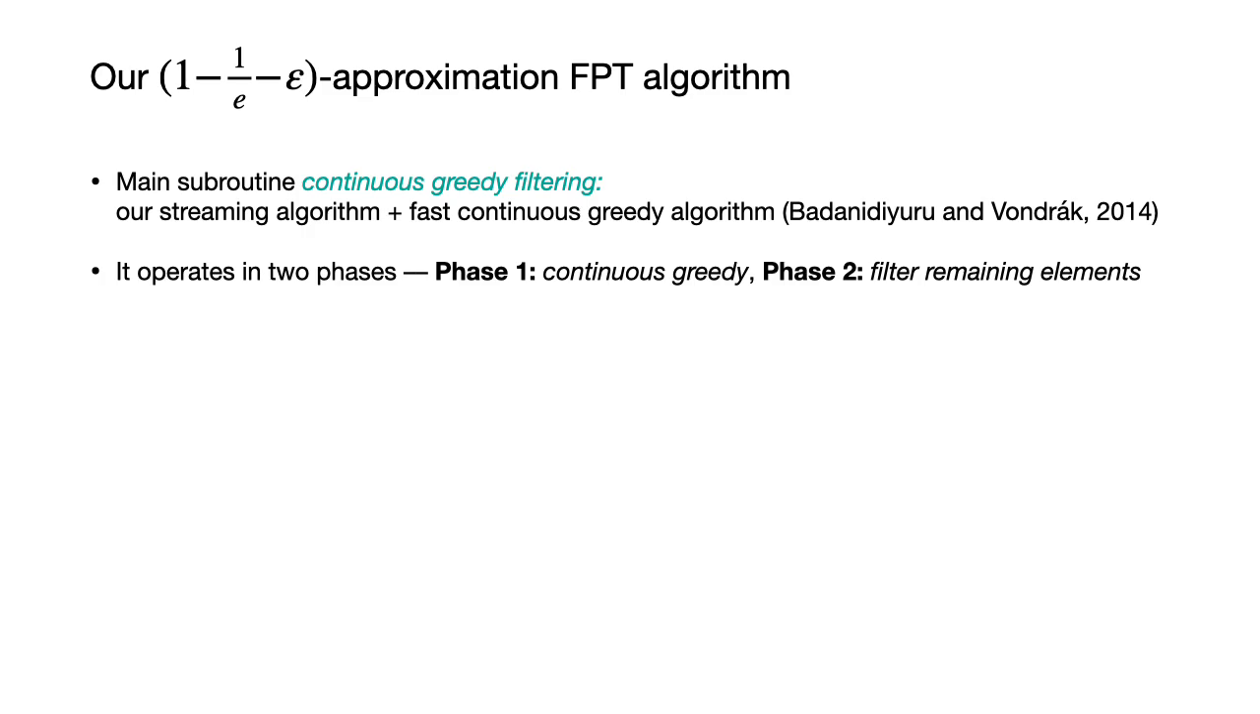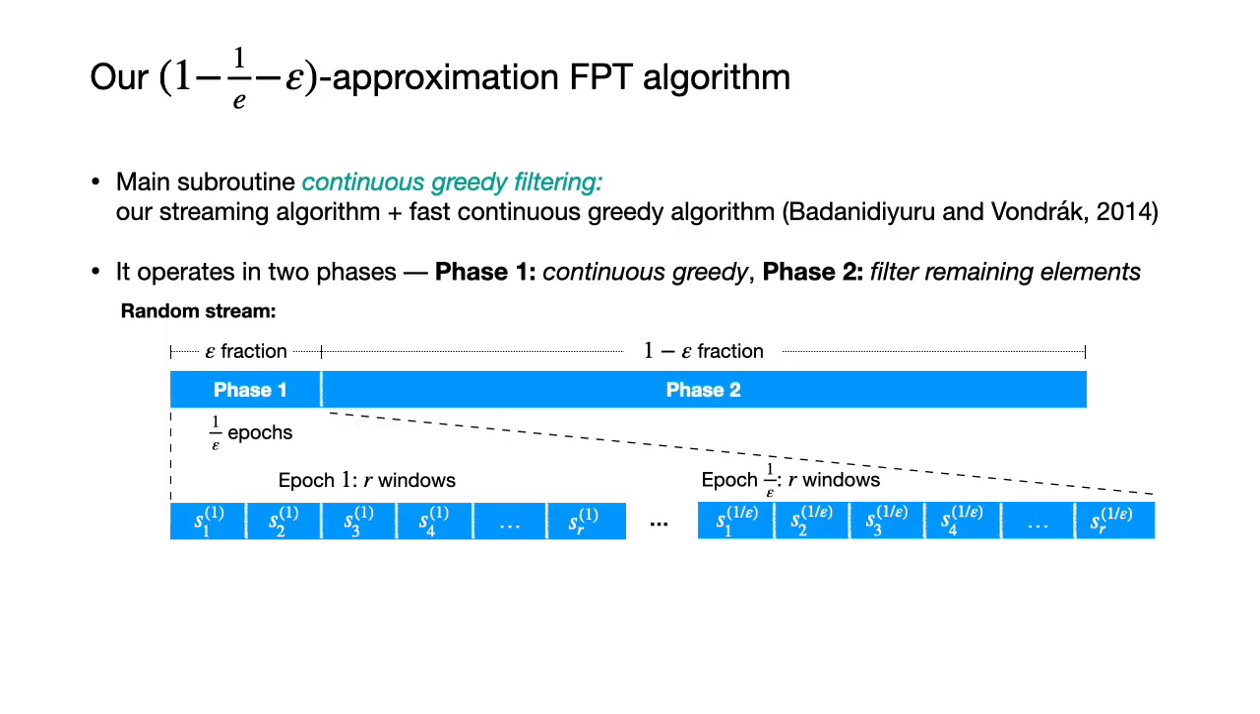In the first phase, it uses a continuous greedy algorithm to construct a continuous solution, and in the second phase, it uses that continuous solution as a filter to filter the remaining elements in the stream. So, as before, we still divide the stream into two phases, where the first phase is an epsilon fraction of the stream. However, different from before, instead of dividing the first phase into R windows, we first divide it into 1 over epsilon epochs, and then we divide each epoch into R windows.